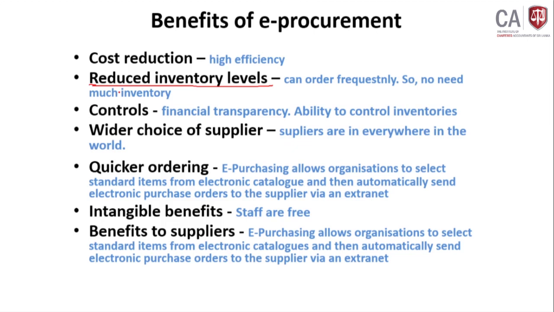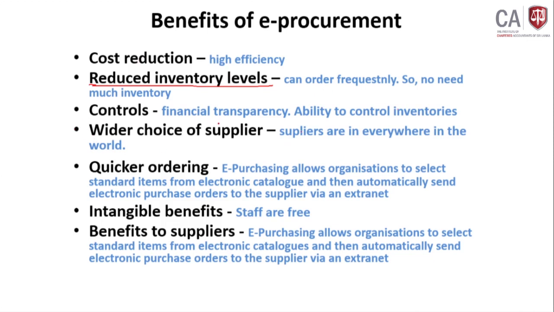But when you are doing it manually, you have to order so many materials, and you have to keep so much inventory. Otherwise, it takes more time to do the procurement. But in e-procurement, you don't have to wait for more days and months, you can do it quickly. So then you can reduce the inventory level, and automatically costs also become reduced.